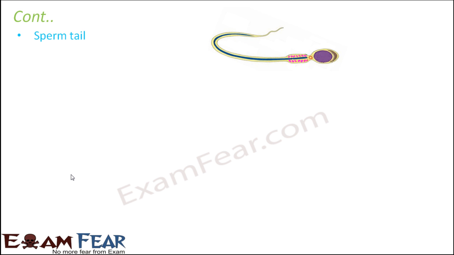Sperm tail. As I have mentioned, the sperm tail is quite long as compared to the other parts of the body, and its main function is to provide motility. That is, it helps the sperm to be mobile, to move from one place to another, because motility is something very, very important for the sperm.